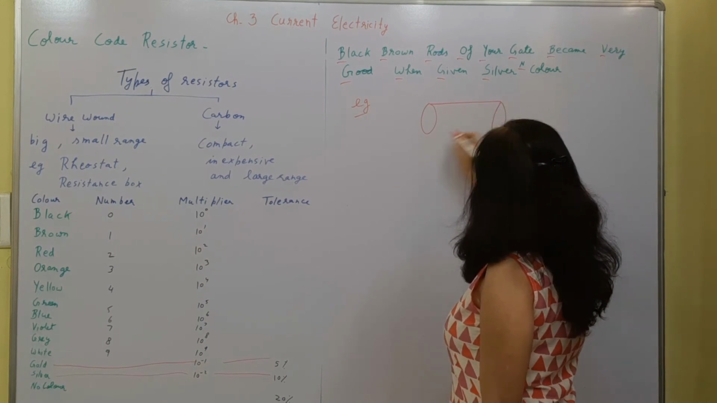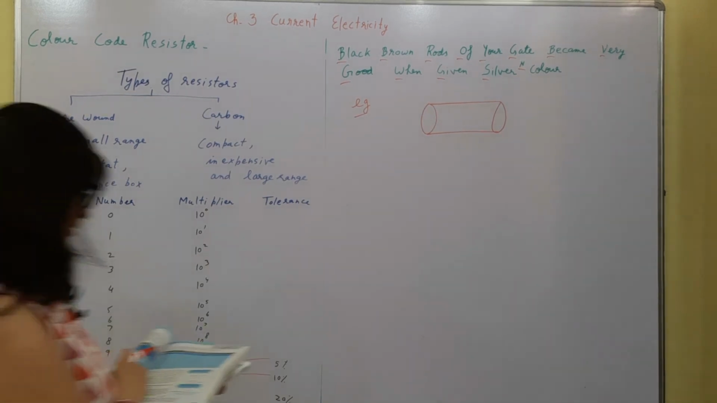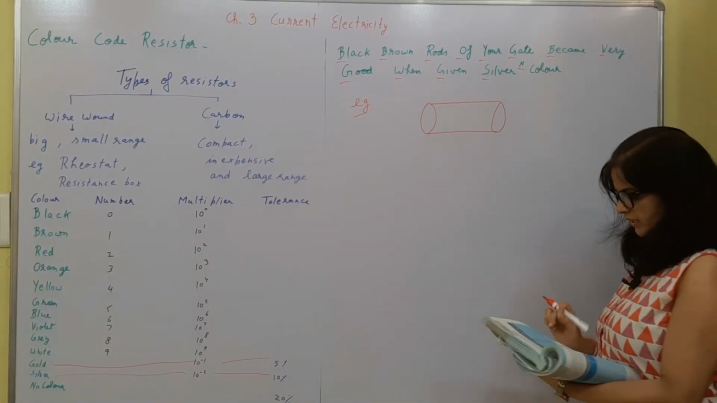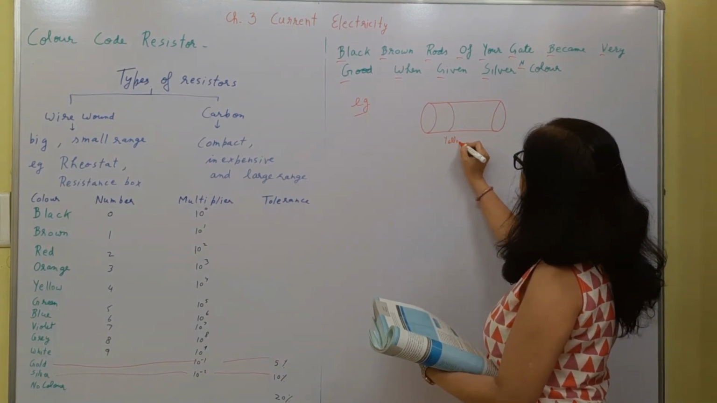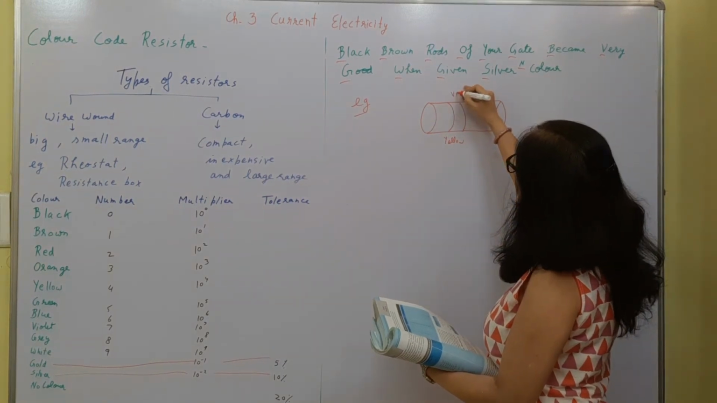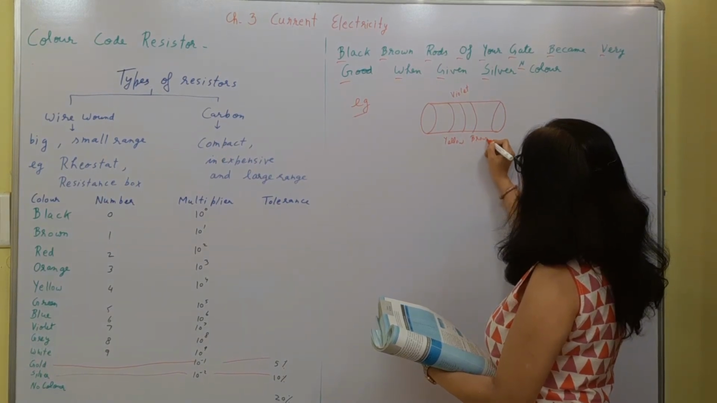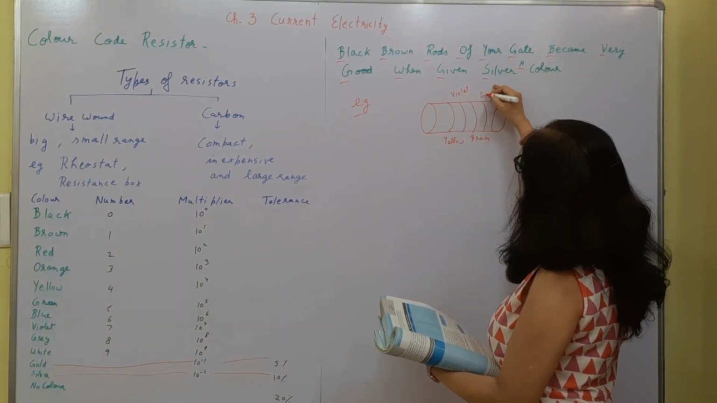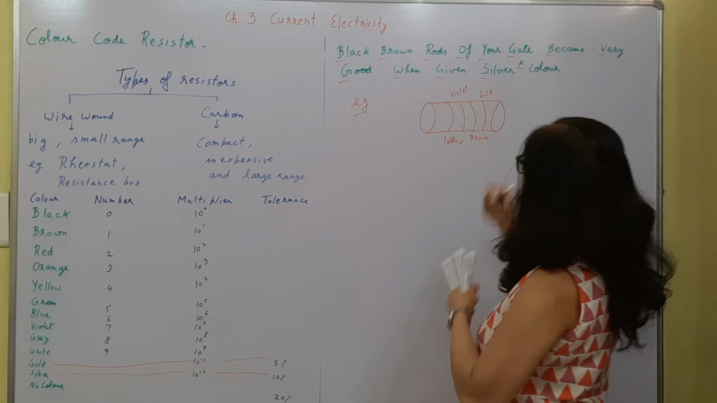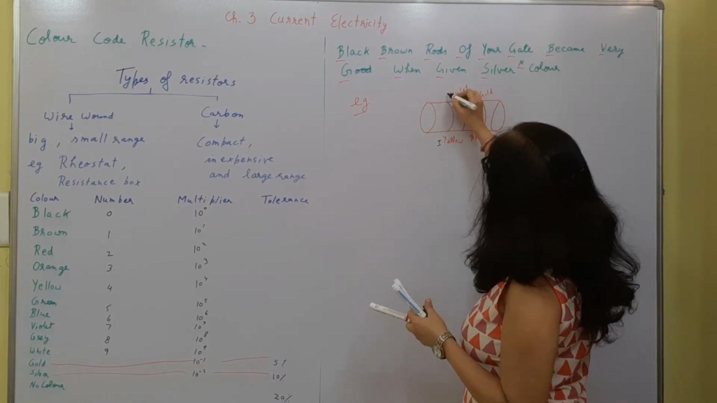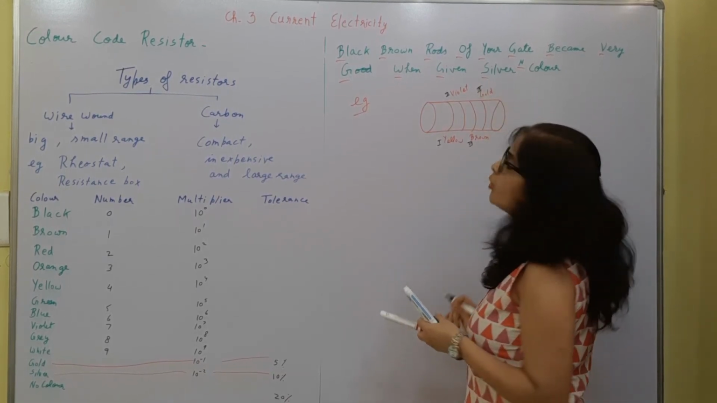Now if you are given a question like this, let's take the question given in your NCERT so that you are able to relate. This is given: yellow, violet, brown and gold. So the first strand is yellow, second strand is violet, third strand is brown, and fourth strand is gold.